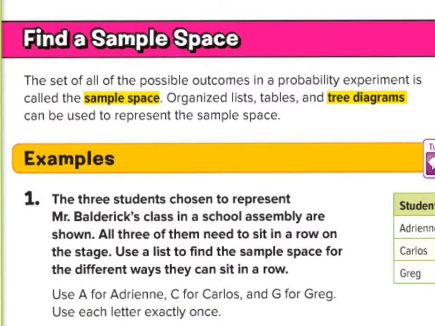So the key concept of this lesson is that the set of all the possible outcomes in a probability experiment is called the sample space. Organized lists, tables, and tree diagrams can be used to represent the sample space. The sample space will show you all the possible combinations, all the possible outcomes.